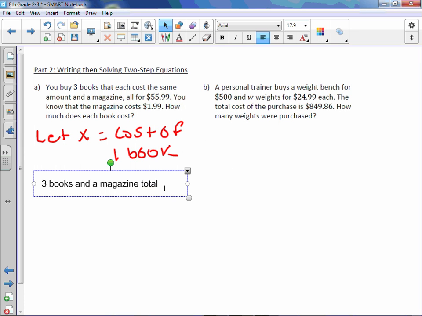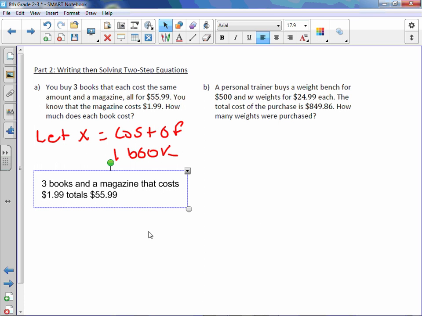Total $55.99. Okay, and I'm actually going to adjust this. 3 books and a magazine that costs $1.99 totals $55.99.